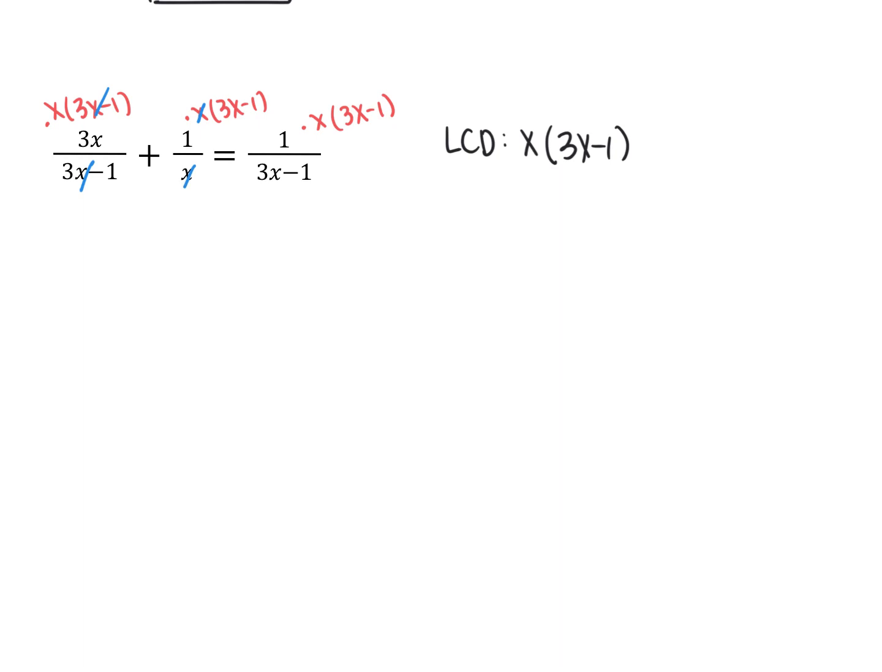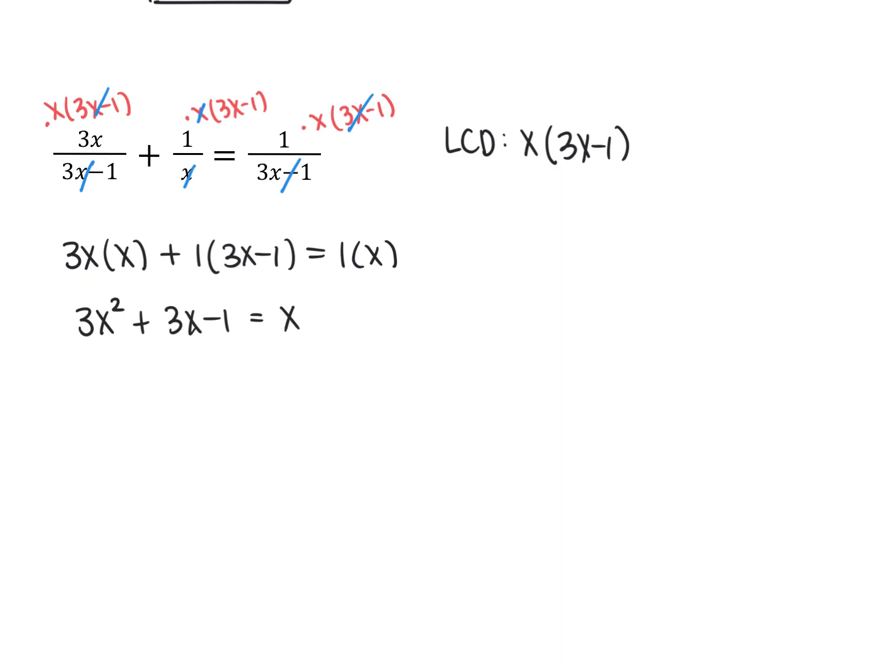In the second, the x's. And in the third, the 3x minus 1. So we have 3x times x plus 1 times 3x minus 1 equals 1 times x. So 3x times x is 3x squared, then plus 3x minus 1 equals x. Now in this case, I have a squared term.